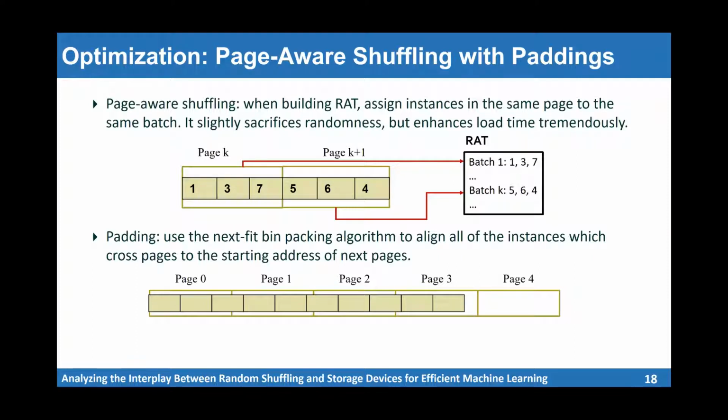To solve this inefficiency, we propose 2 methods. The page-aware shuffling mechanism assigns training instances in the same page to a batch. This could greatly reduce I/O transfer time, but it limits the random degree. The second optimization is called padding, which requires an initial process to scan through the entire training dataset and add zeros at the end of page to realign instances when needed.